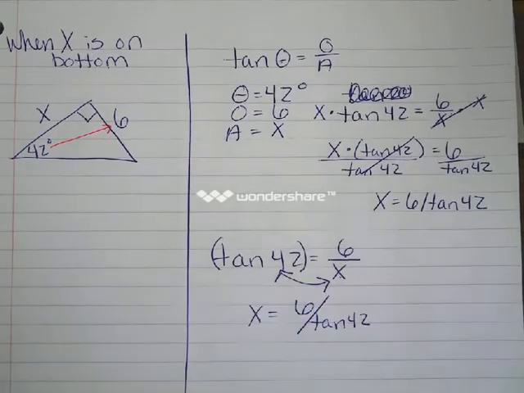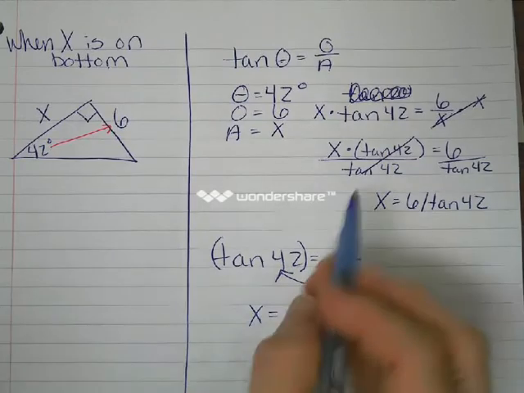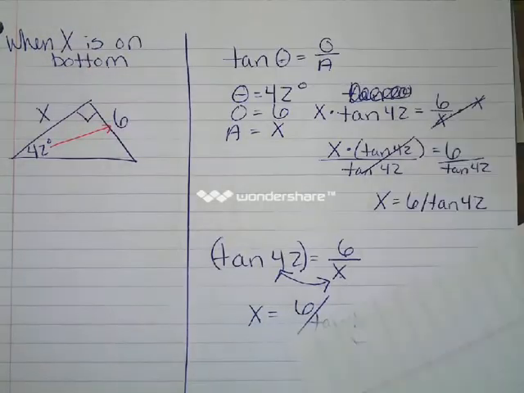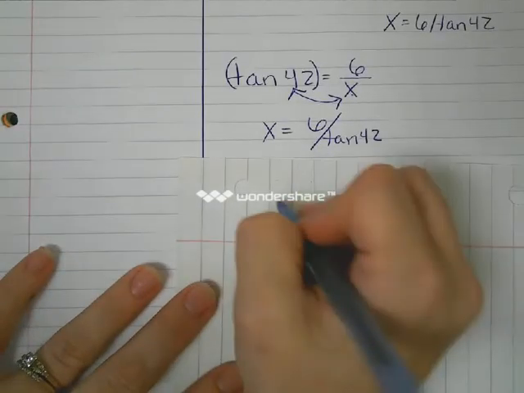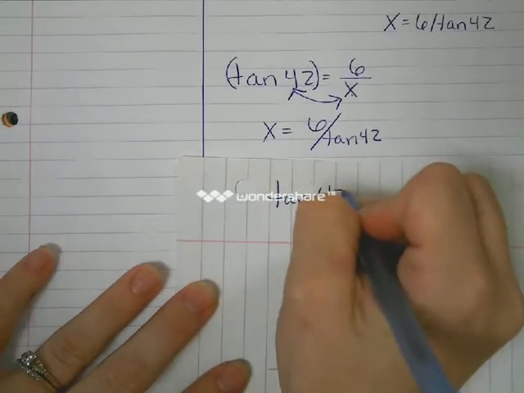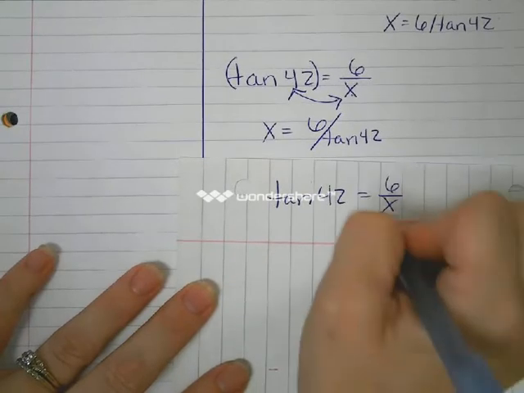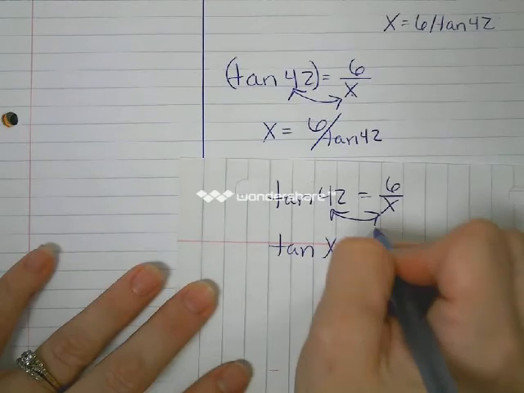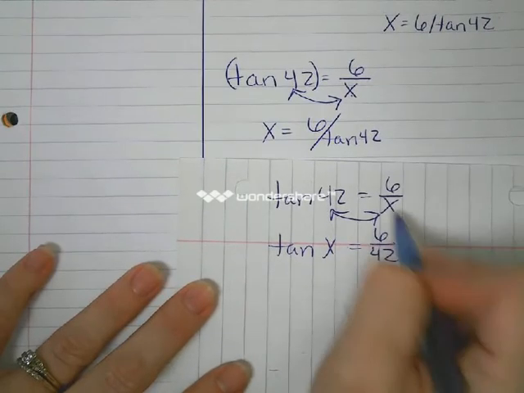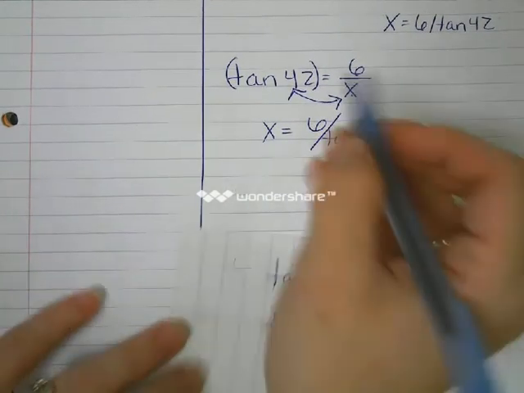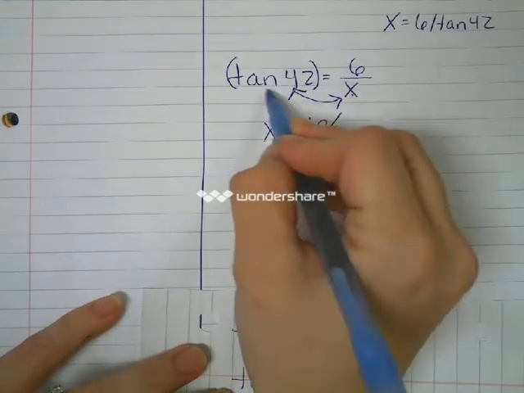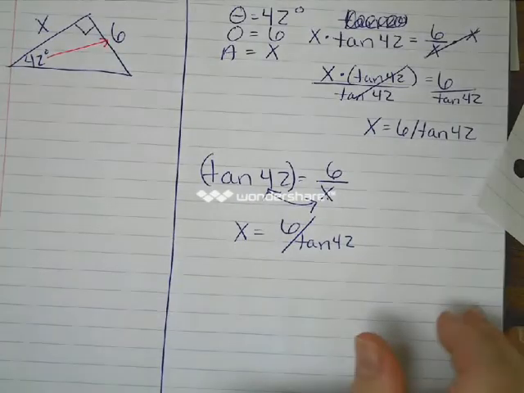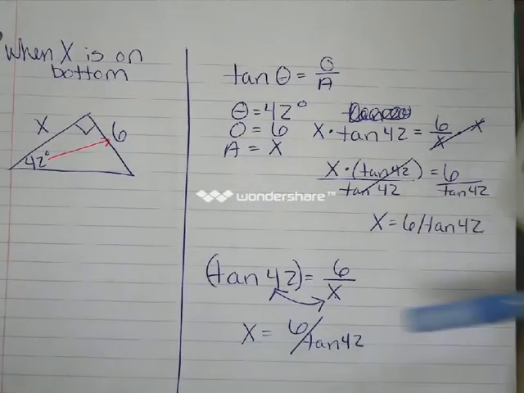I have had people in the past try to do this, and instead of doing it correctly, when I've told them to switch these two, they would tell me this. You're not switching the x and the 42. You're switching the x and the entire tangent of 42. So, whichever one makes sense to you, whether you actually want to do the logistical steps, or you just want to remember to switch these, you can.